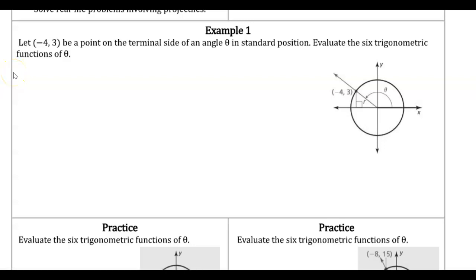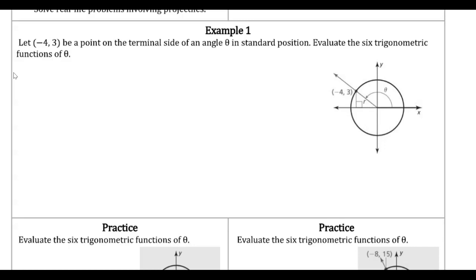This is example 1 of section 10.3. So this tells you that there is a point. The point is (-4, 3), and it lies on this circle. Now it doesn't say that it's a unit circle. We don't know that the radius of the circle is 1.